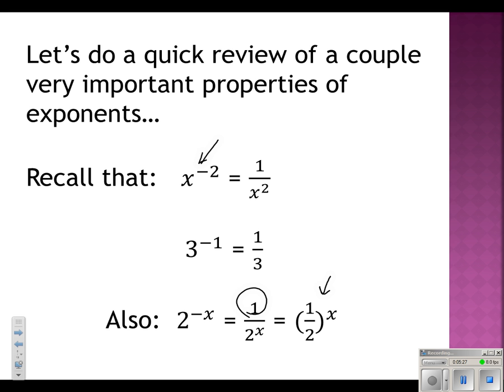Okay, so do you remember these properties of exponents? If not, that's probably something that you should come back to class with. Star it now, and we can do a little bit more discussion on that.